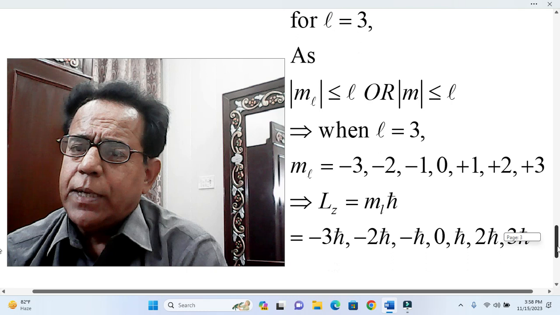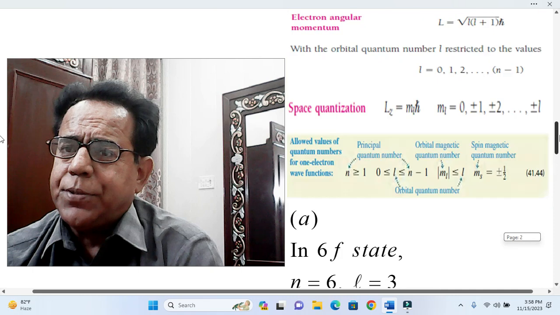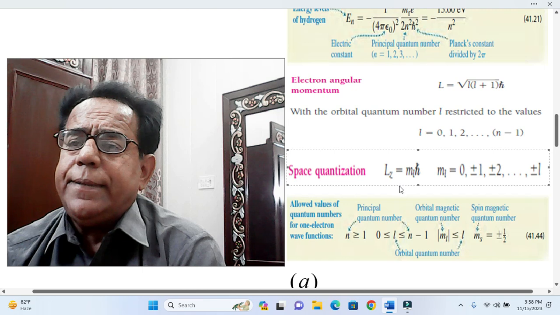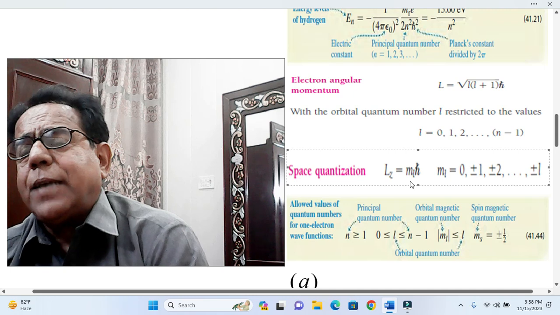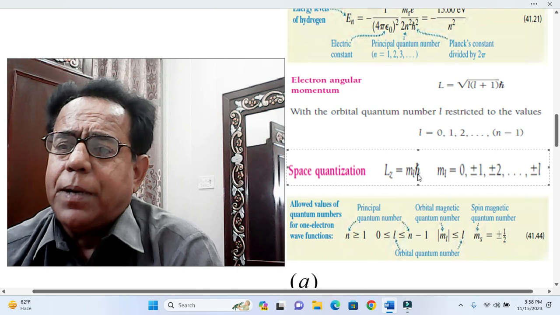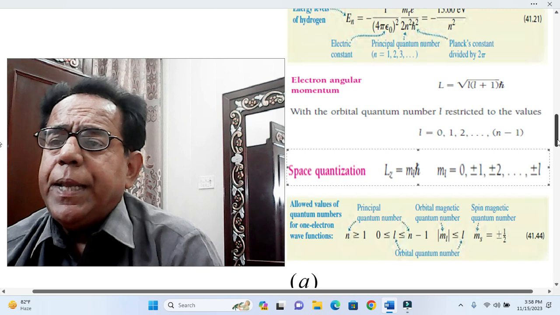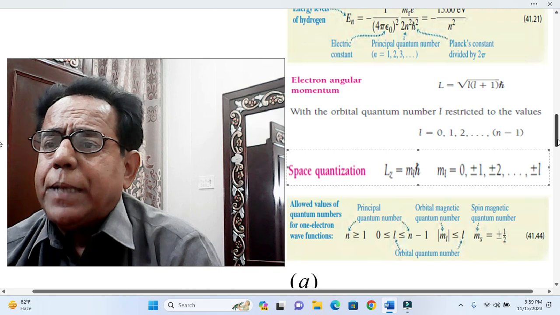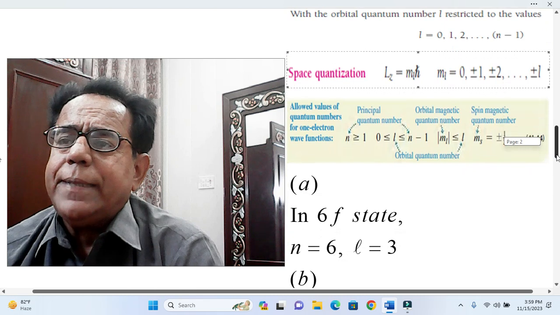Now we come to LZ equal to ML H bar, or H reduced. This is the snapshot of space quantization: LZ, where Z is a subscript of L, is equal to ML H bar, where l is a subscript of M, and H bar, or H reduced, is Planck's constant divided by 2 pi. Here ML is equal to 0, plus minus 1, plus minus 2, plus minus 3, and so on up to plus minus L.